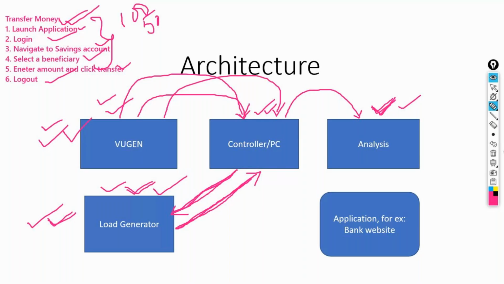Now each of these steps, like launch or login or select a beneficiary or navigate to savings account, can you tell me how much time is the standard? Let's say I click a link and I'm navigating to another page. According to you, within how much time does it have to go to the next page? Can anyone tell? Any guess? Whatever may be the application, if you click a link or a button, within how much time does it have to go to the next page, or load the same page?